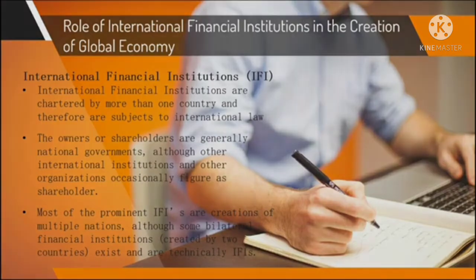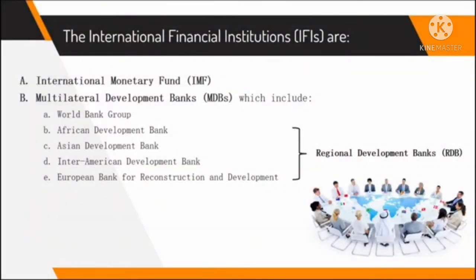So what are these international financial institutions? Number one, we have here the International Monetary Fund or the IMF. It is an international organization headquartered in Washington, D.C. It is an organization of 190 countries. So meaning to say, 190 countries ang members ng International Monetary Fund as of now. Okay? So they are working to foster global monetary cooperation, secure financial stability, facilitate international trade, promote high employment and sustainable economic growth, and of course, reduce poverty around the world.